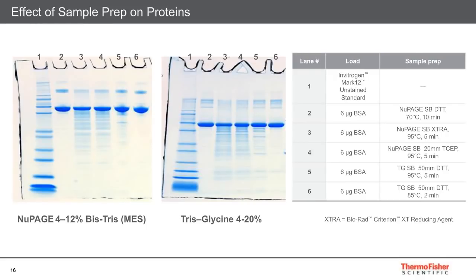However, use of XT reducing agent, which is the Bio-Rad Criterion XT reducing agent, instead of DTT in lane 3, and boiling the samples at 95 degrees Celsius for 5 minutes, as recommended by the Bio-Rad sample prep protocol, results in significant protein degradation. The use of Tris-Glycine sample buffer with 50 mM DTT and boiling the sample at either 95 degrees Celsius for 5 minutes or 85 degrees Celsius for 2 minutes reduces sample degradation significantly, as shown in lanes 5 and 6 respectively.